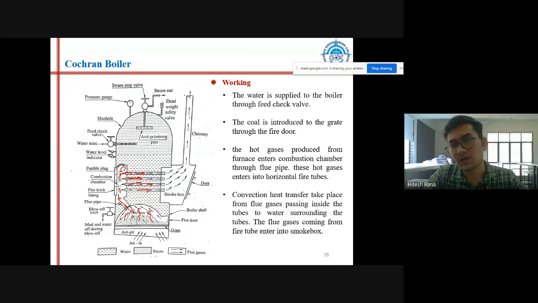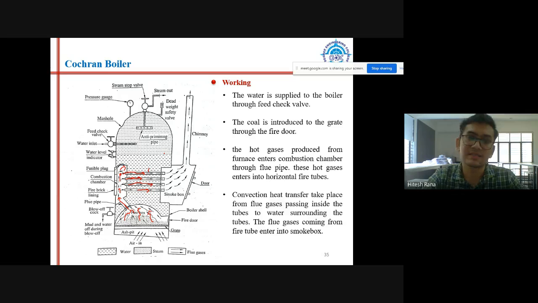So while flowing through these tubes, they will pass on the heat. The flue gases, which are hot, will supply that heat to the water. So water will get heated up, and after some time the water will be converted into steam.